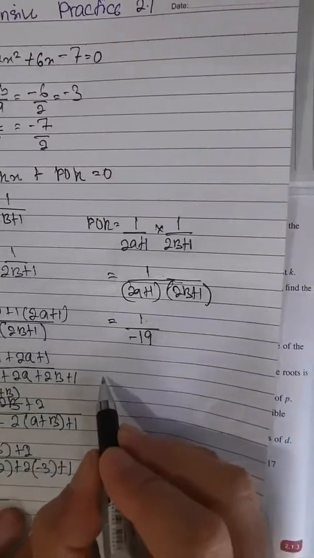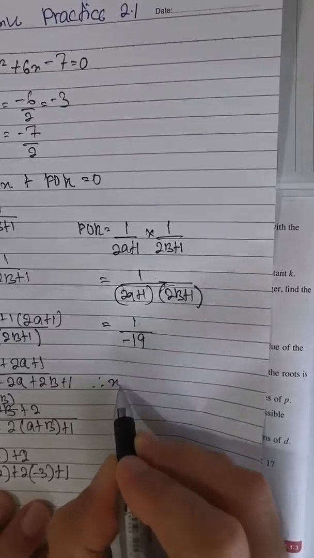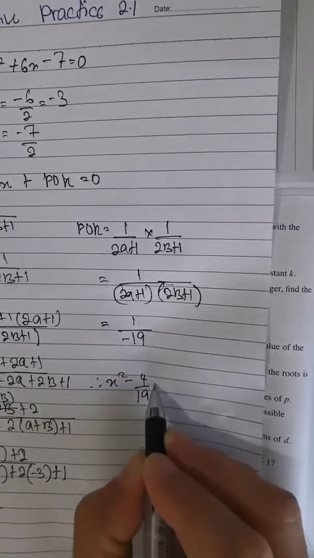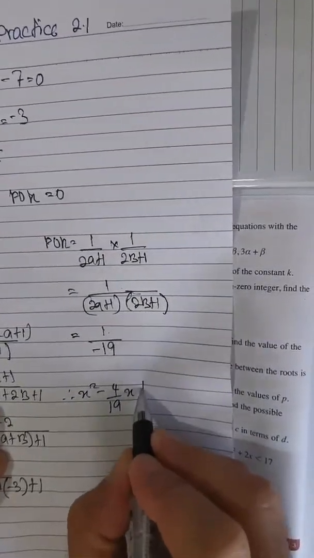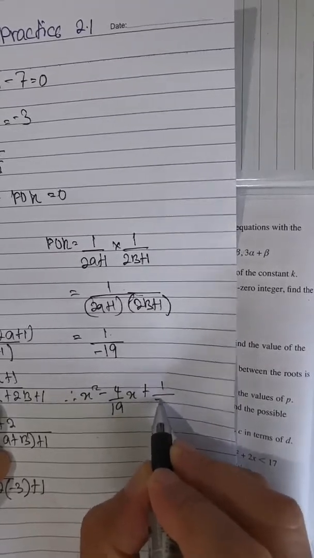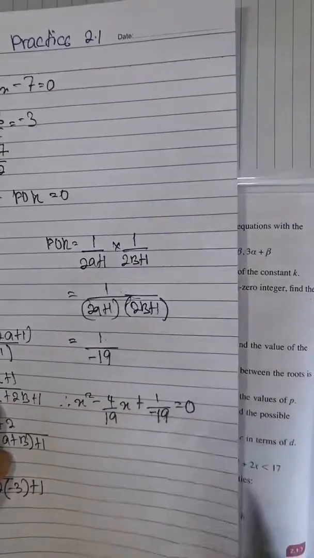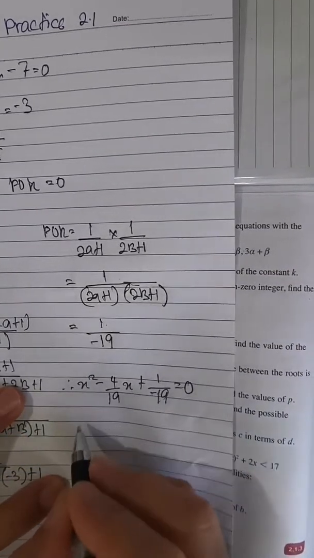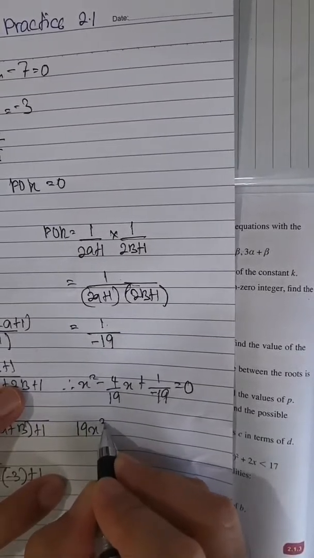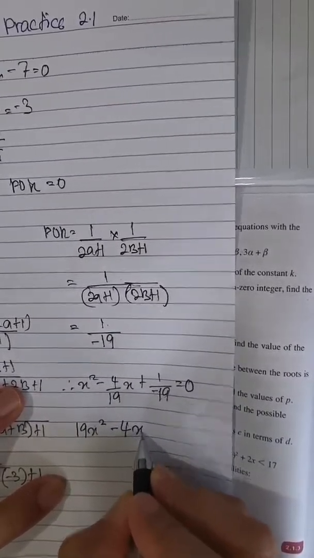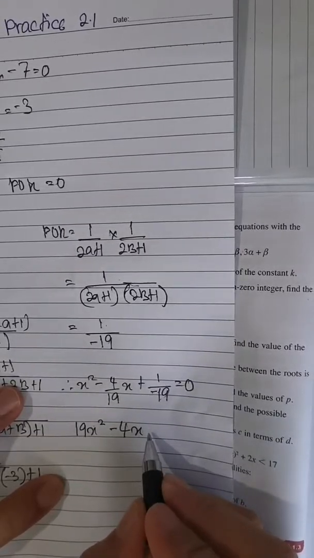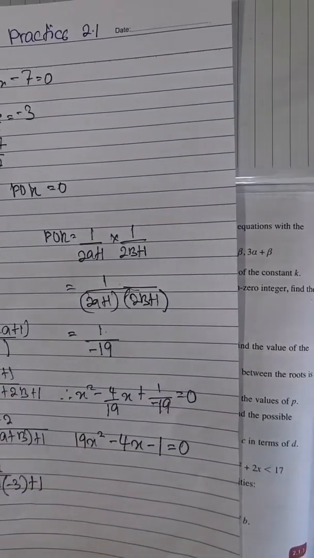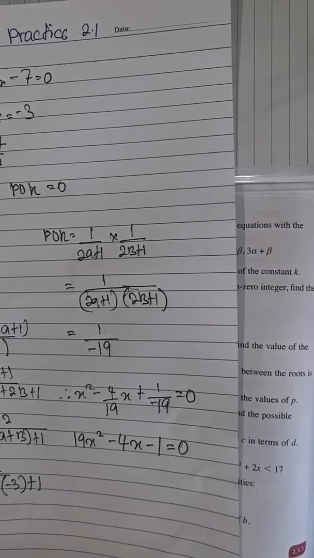So the equation will be x squared minus sum of root, 4 over 19, x plus product of root, negative 19, equals 0. So you multiply everything with 19. We have 19x squared minus 4x, this is negative, minus 1 equals 0. So that is the answer for question number 3A.